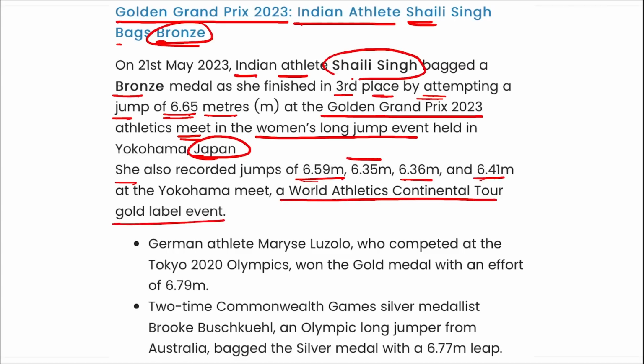So remember who won the bronze medal in the Golden Grand Prix 2023. She is Shelly Singh and she won the bronze medal for India by attempting a jump of 6.65 meter. Correct. Moving on.